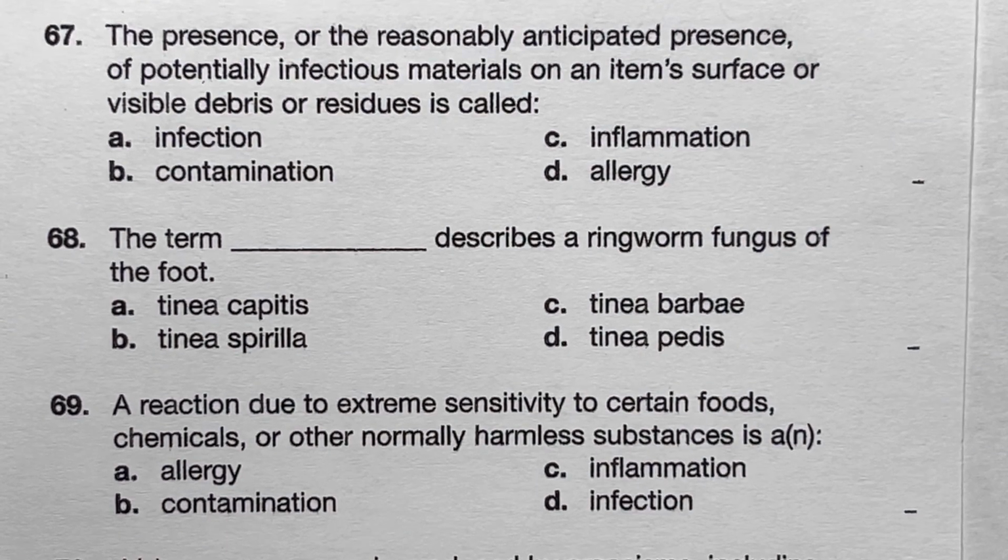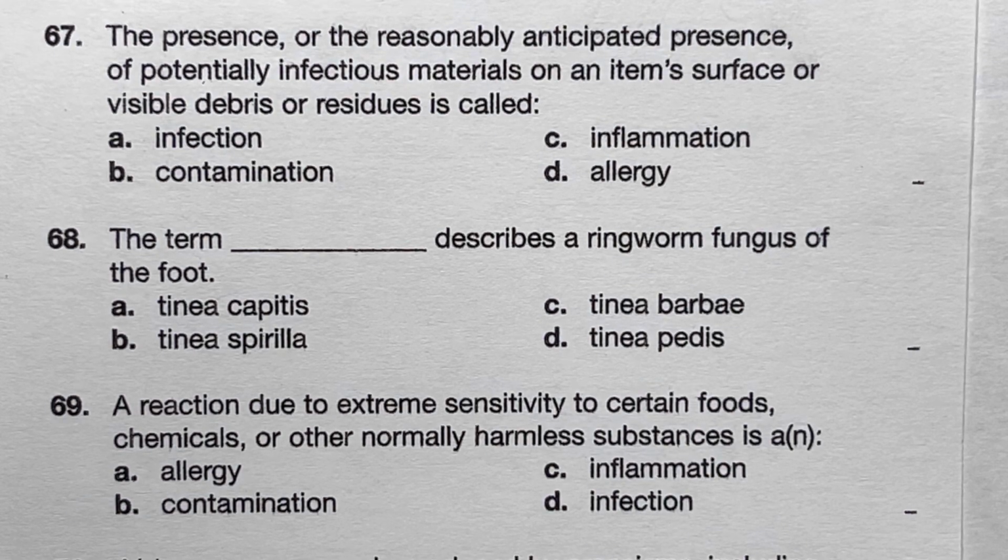Number 69. A reaction due to extreme sensitivity to certain foods, chemicals, or other normally harmless substances is an A. Allergy, B. Contamination, C. Inflammation, D. Infection. And the correct answer is A. Allergy.